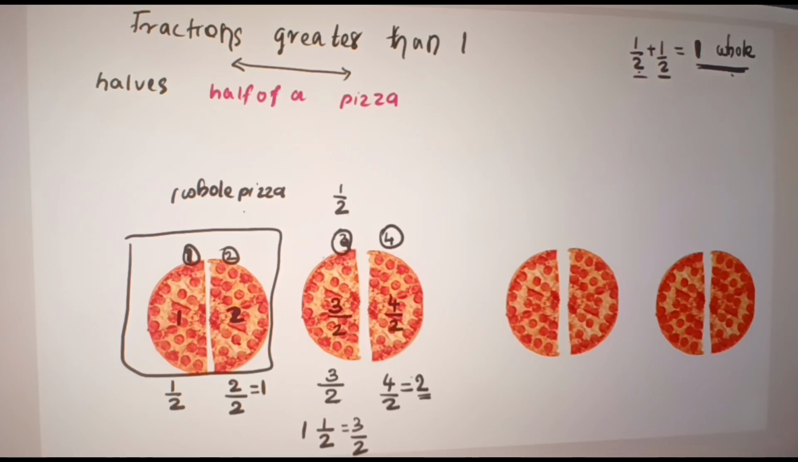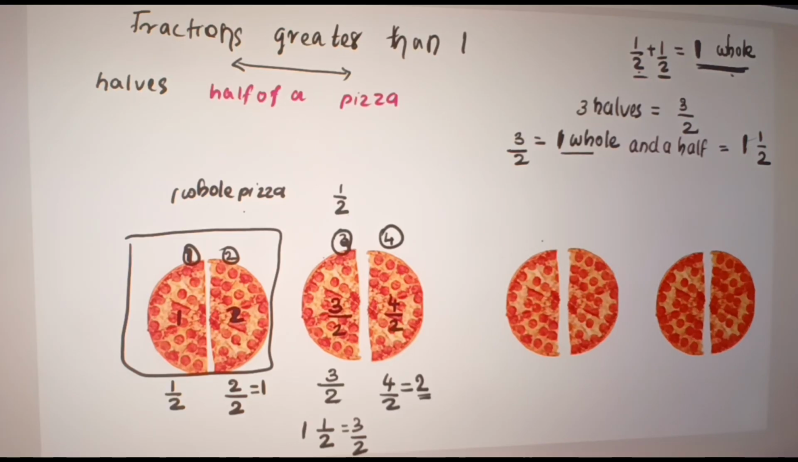And 4 half pizzas make 2 wholes. So 3 halves is made up of 1 whole and a half. That means 3 halves means 1 whole and a half.